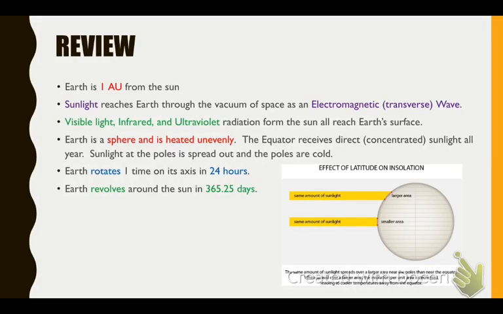So this slide is just a review, so hopefully you are listening to the video so you don't have to write this information down. Earth is 1 AU from the Sun, so that is 93 million miles away from the Sun. Sunlight reaches Earth through the vacuum of space as a transverse wave. Visible light, infrared, and UV radiation from the Sun all reach Earth's surface. Earth is a sphere and is heated unevenly. The equator receives direct sunlight all year. Sunlight at the pole is spread out and the poles are cold.